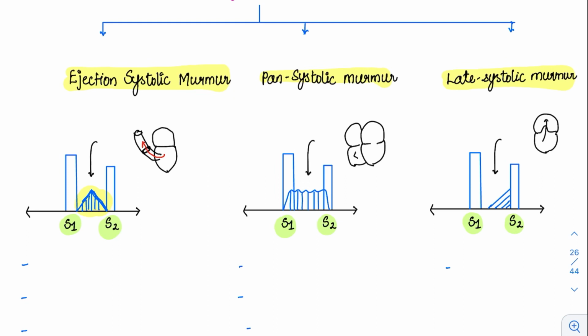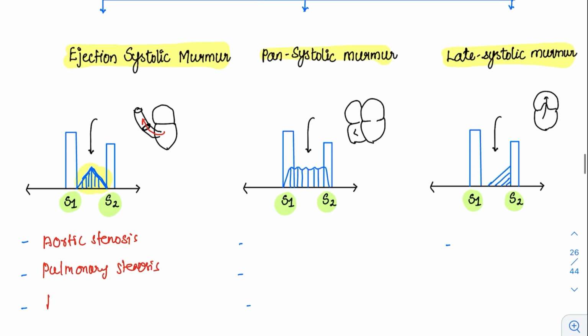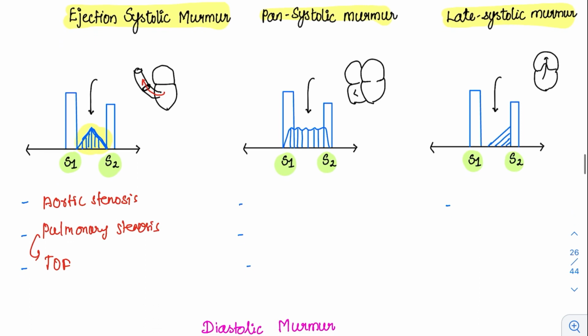It can happen in aortic stenosis. Otherwise, the same thing for the pulmonary. It is pulmonary stenosis. Otherwise, where can it happen? Otherwise, in tetralogy of Fallot. In tetralogy of Fallot, pulmonary stenosis is one of the components. So in tetralogy of Fallot, TOF, it can also happen.